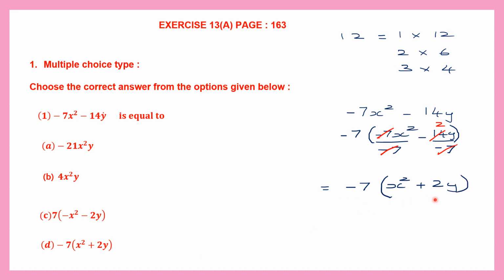Now, this might seem a little difficult initially, especially when you do this division. But with a lot of practice, you won't even have to do the division. You will get it immediately. You'll be able to pick out the common factor. So this is what we have done now. If you multiply this minus 7 into x square, you will get minus 7x square. Minus 7 into 2y, you will get minus 14y. So this is our answer, which is option D.